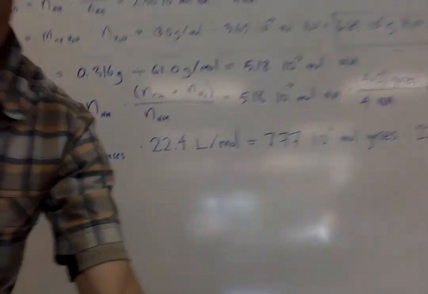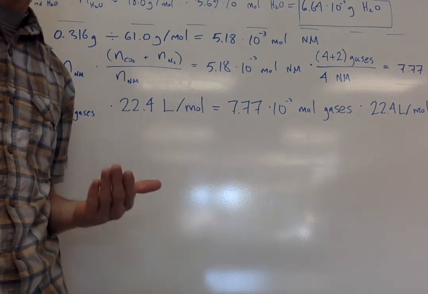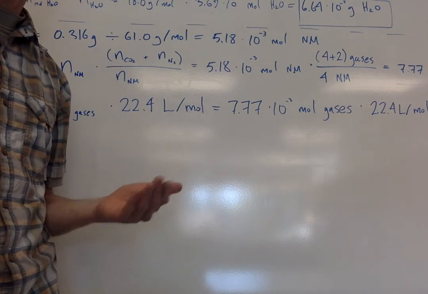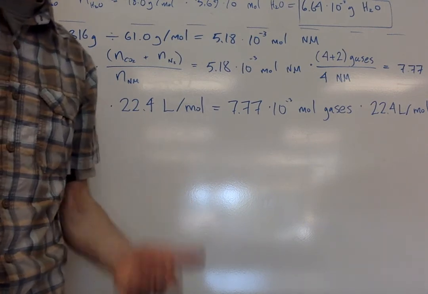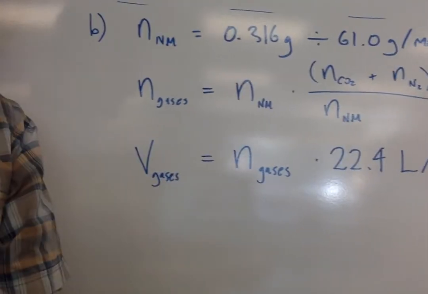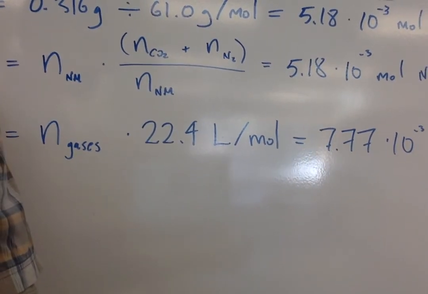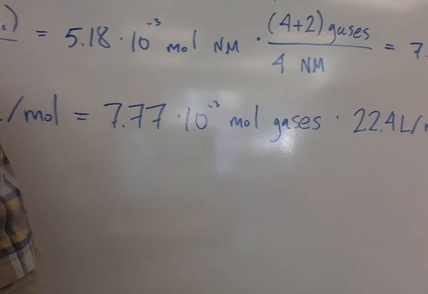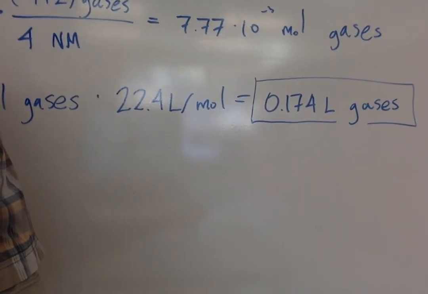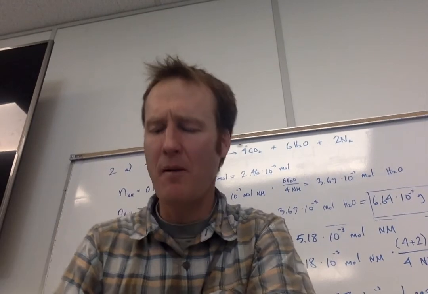All right, now again we need to do one final conversion. We need to figure out the volume of the gases. Remember that any gas at STP has the same molar volume, 22.4 liters per mole. So I take that figure here, and we say the volume of gases, middle of the screen, equals the moles of gases times 22.4 liters per mole of any gas, which is 7.77 times 10 to the negative 3 moles of gases multiplied by 22.4 liters per mole equals 0.174 liters.